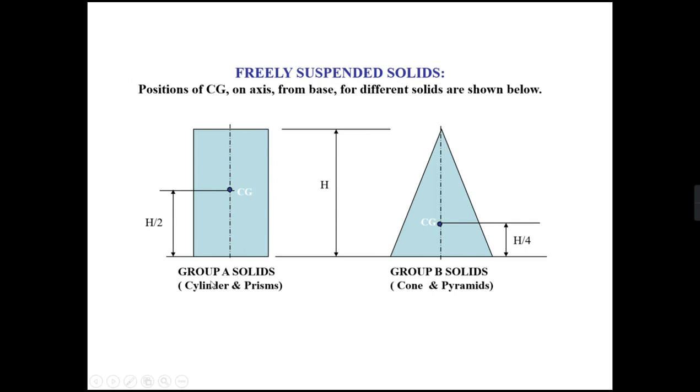So in the case of a cylinder or prism, we will get the center of gravity at h by 2 distance from the base, and if it is a cone or pyramid, we will get the center of gravity at h by 4 distance from the base.